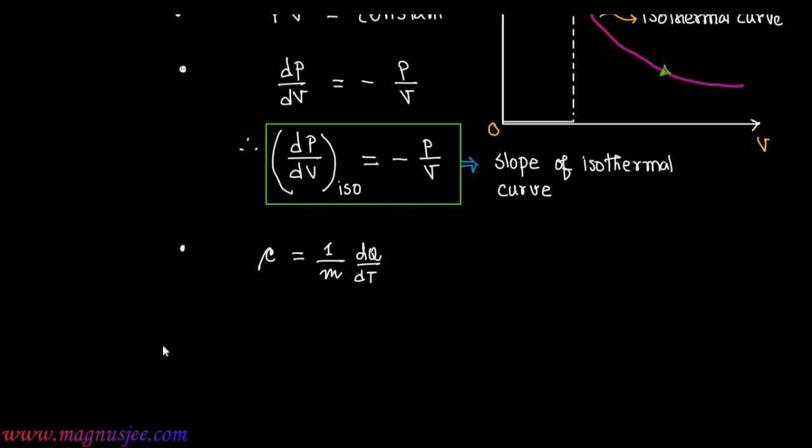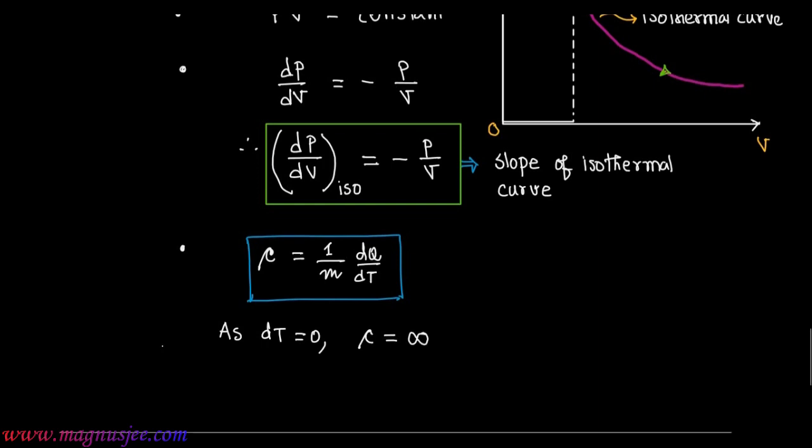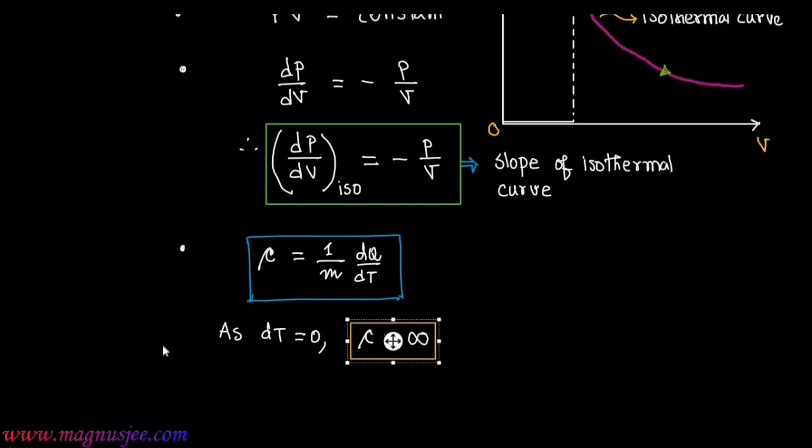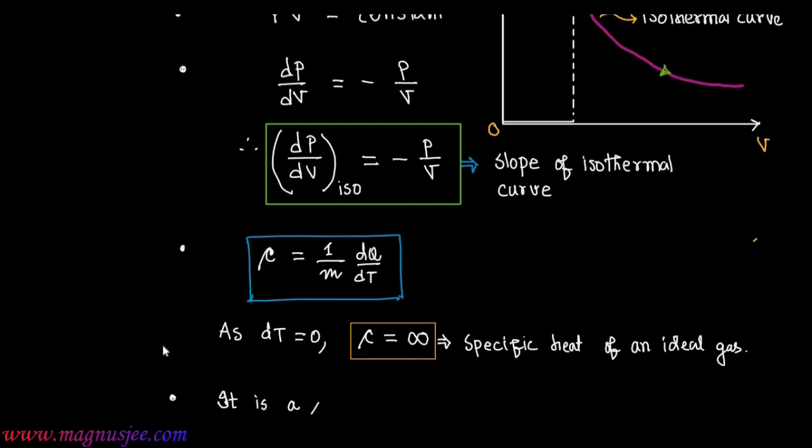The specific heat of an ideal gas for isothermal change will have the expression C equal to 1 by mass times dQ by dT. As dT equals 0, the change in absolute temperature is 0. That's why the specific heat will be equal to infinity, where dQ is the heat absorbed and dT is the change in absolute temperature. So the specific heat of an ideal gas, C, is infinity for isothermal change.